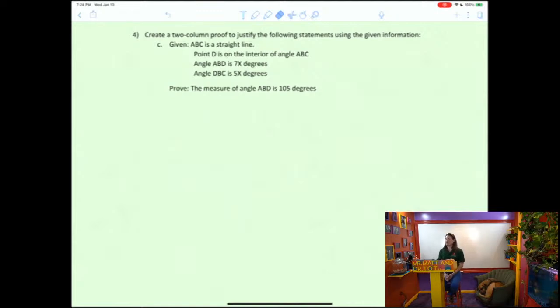So we have the given information. ABC is a straight line, and point D is on the interior of angle ABC. Angle ABD is 7x degrees, and angle DBC is 5x degrees. I'd like you to prove that the measure of angle ABD is 105 degrees. I'll give you 4 minutes, and after 1 minute, I'll start to solve.